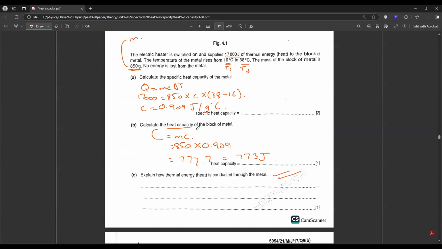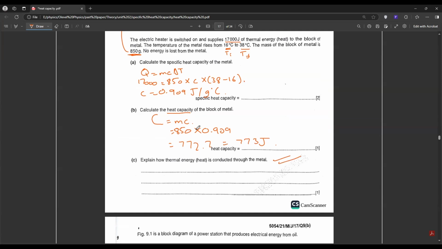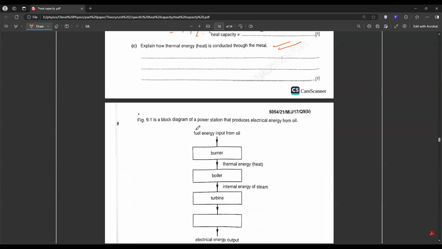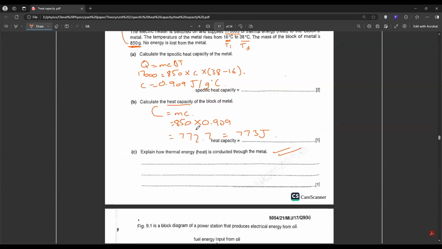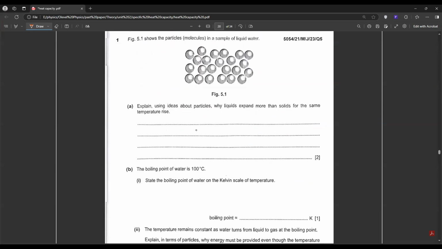When they move across the metal, they hit the molecules. As they hit the molecules, they transfer thermal energy. We have already done this in detail in the previous questions. I guess you can scroll back the video. Okay, let's see this question.